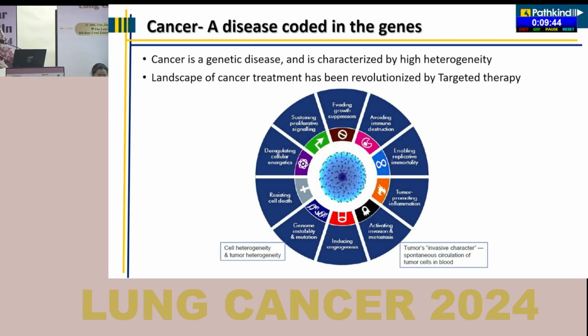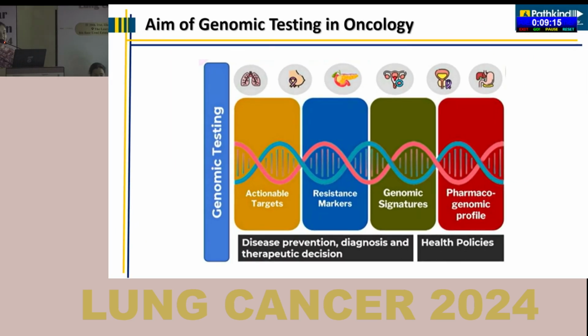Pathkind is a new entrant into this field, so I have limited data that I will be sharing. I think it would be fair to say that cancer is actually a disease encoded in the genes, because now there is ample data to support the fact that whether we talk about the uncontrolled growth or the drug resistance or metastasis, but thankfully also targeted therapy, it's all because of the genetic variants which are encoded in the genes themselves.